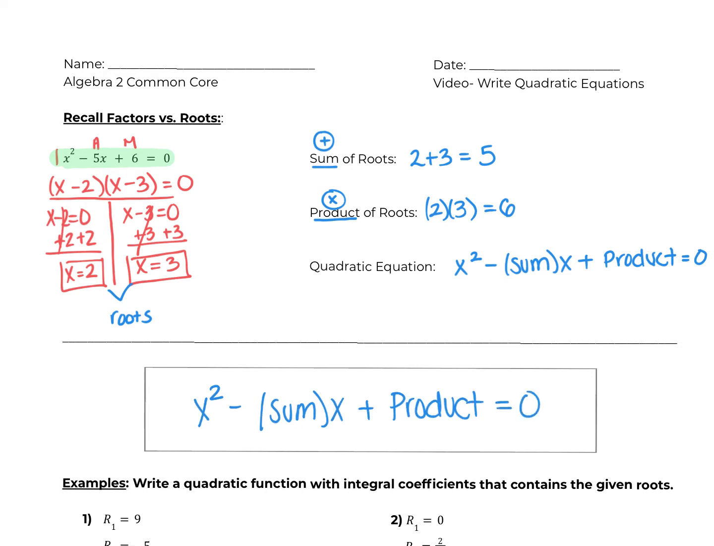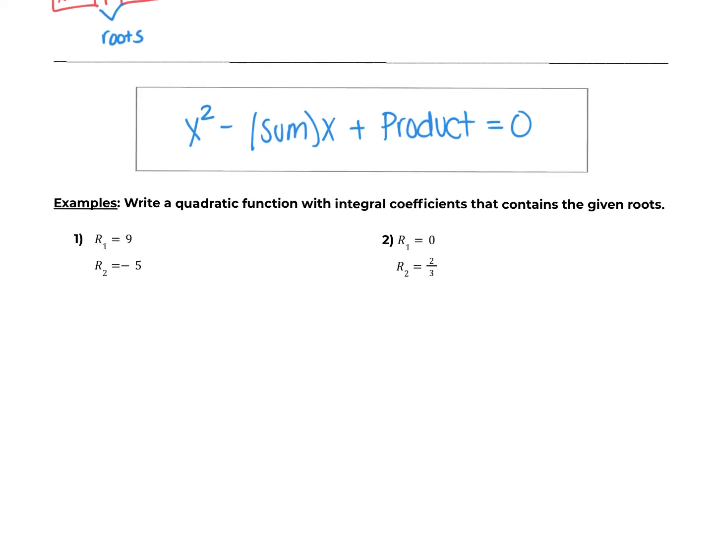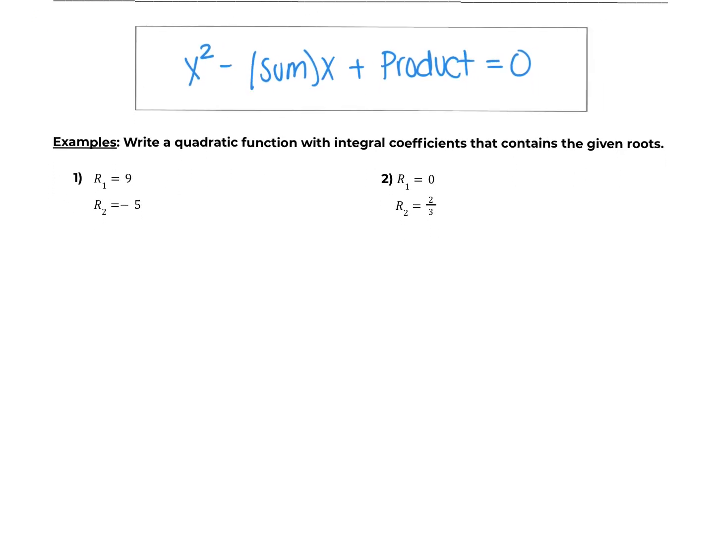So let's see how we can use this. The question says, write a quadratic equation with integral coefficients that contains the given roots. That fancy word integral just means positive or negative whole numbers. So we need to write an equation with whole numbers, positive or negative, that contains the given roots. So what did we say we could do? We could take the sum of the roots, and then we could take the product of the roots. Sum means to add.